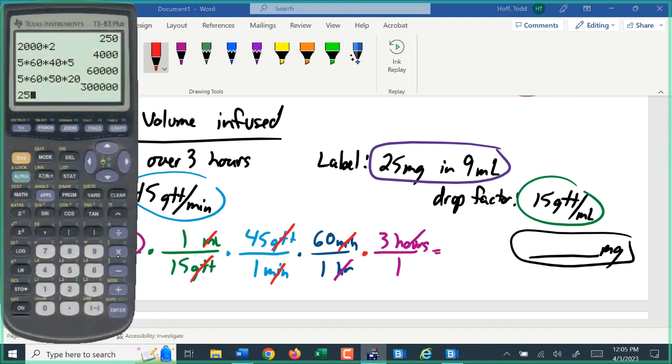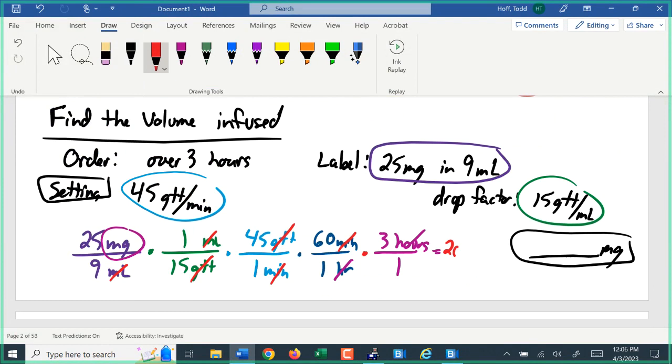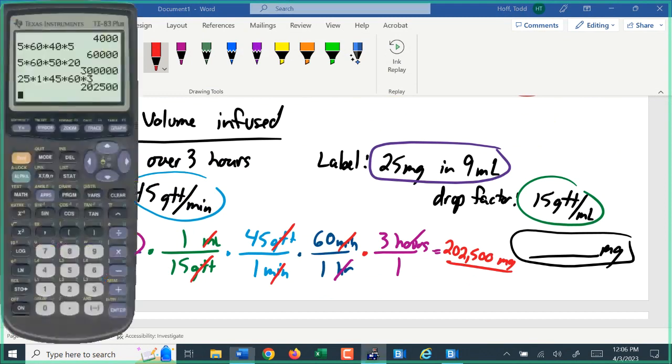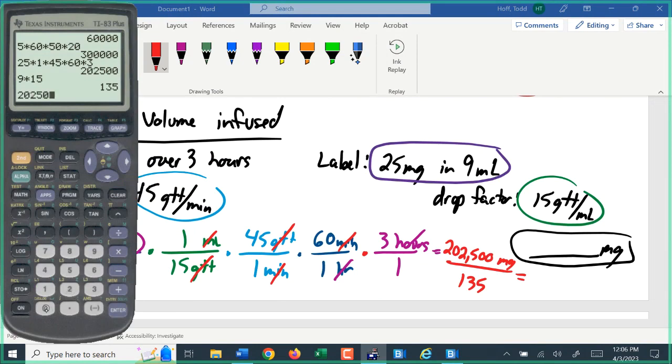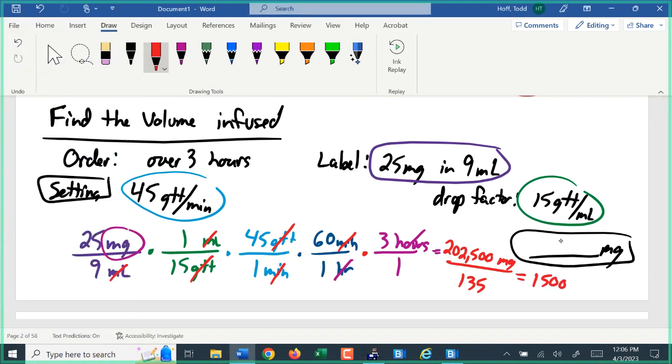On top, we have 25 milligrams times 1 times 45 times 60 times 3, which gives us 202,500 milligrams. Over, on bottom, we've just got 9 times 15 times 1 times 1 times 1, which is 135. So we take that 202,500 divided by 135, and we get 1,500 milligrams. So in that 3 hours, we would infuse 1,500 milligrams of medication into that patient.